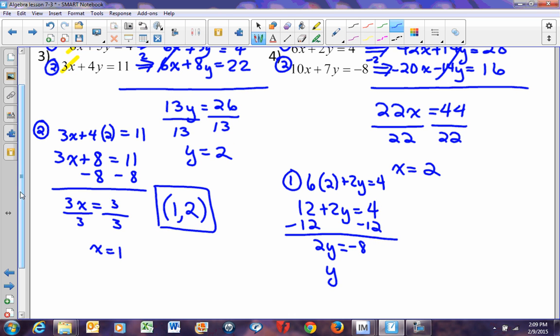Which means y equals -4. So my solution to this system is (2, -4).